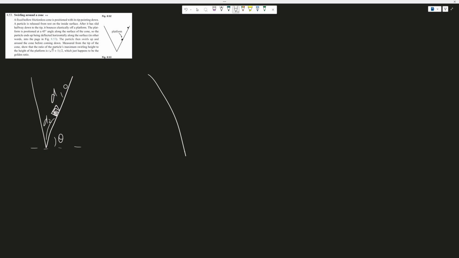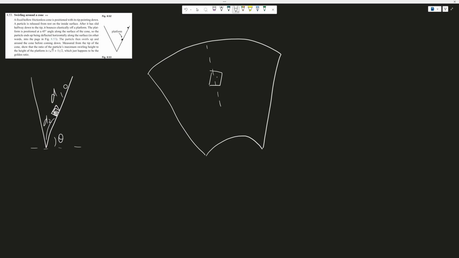So just try to imagine if this was one of the sides of this cone. Imagine if I open up this cone, then the platform will look something like this. So it is aimed at 45 degrees. That is what the question means when it says the platform is positioned at a 45-degree angle along the surface of the cone. So when the ball falls down, the velocity will be converted into both a horizontal component and a vertical component. That's something to keep in mind.